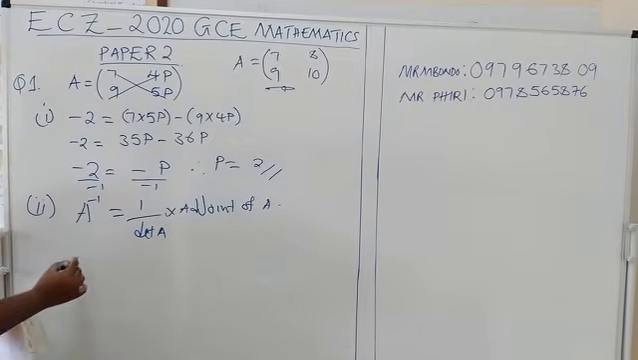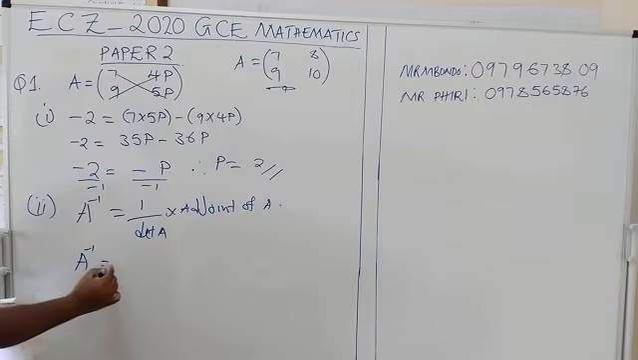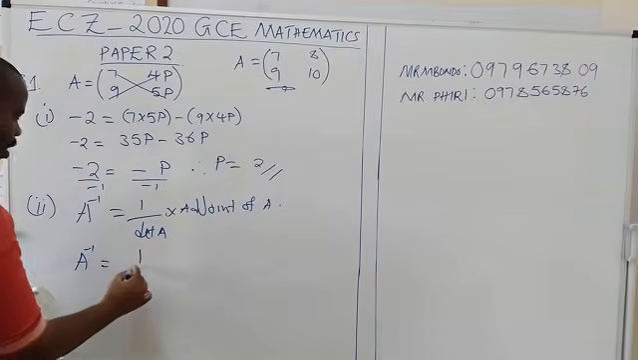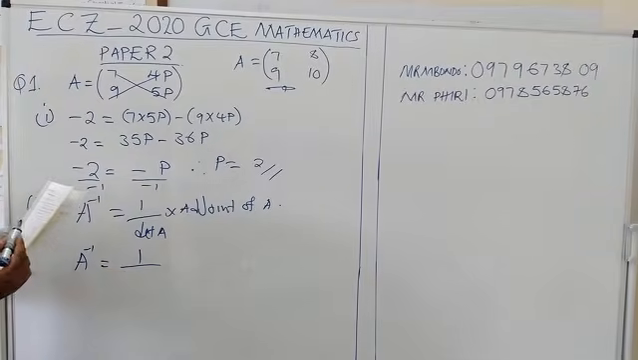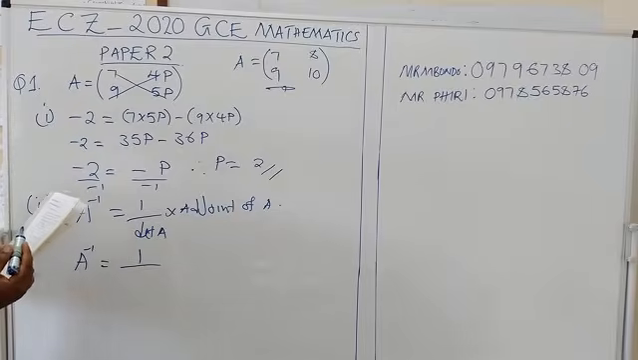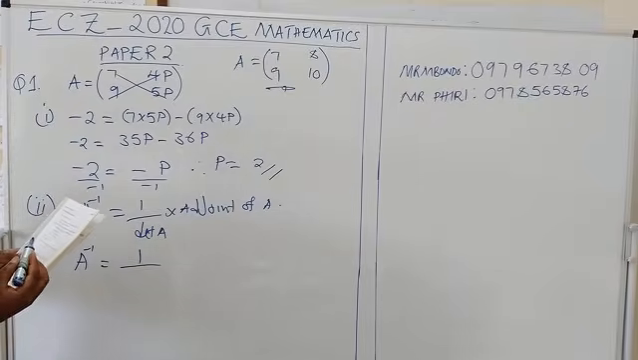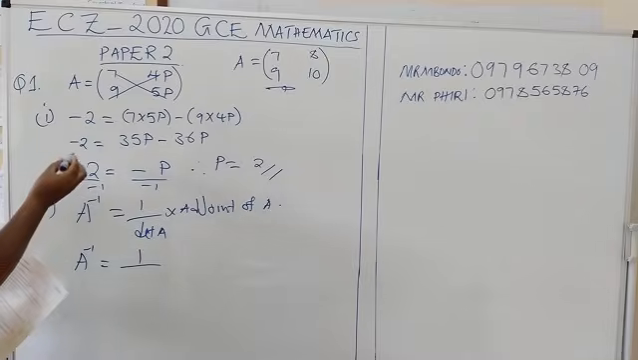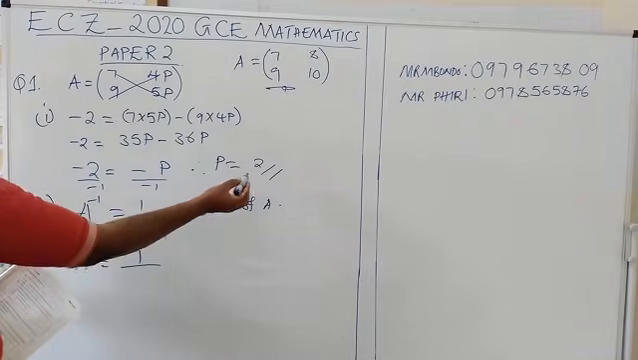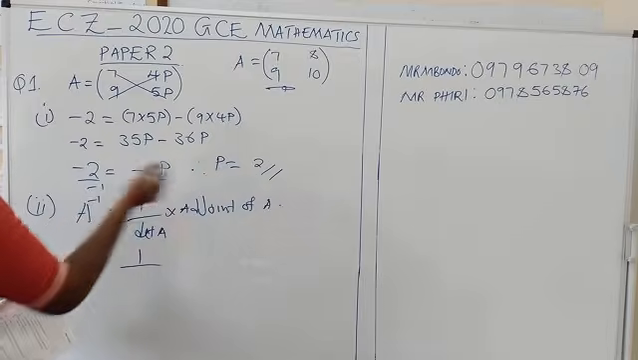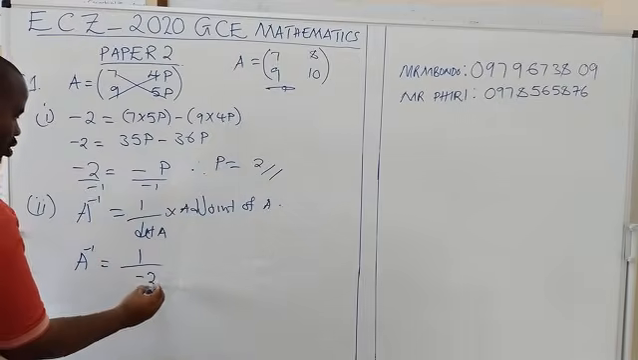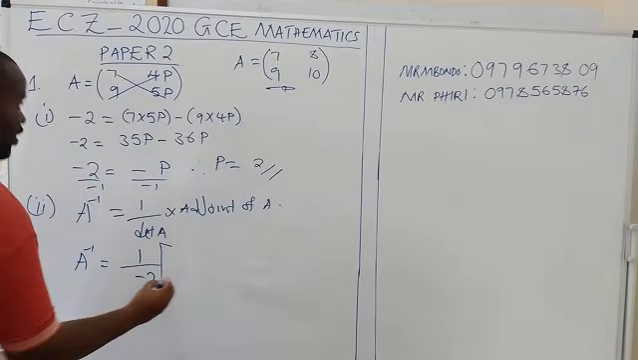So we are going to say the inverse of A is equal to 1 over, what is the determinant of A? The determinant of A is negative 2. You need to take note. Sometimes people tend to mix up these things. So it's negative 2. Alright? Then you say, open the bracket.